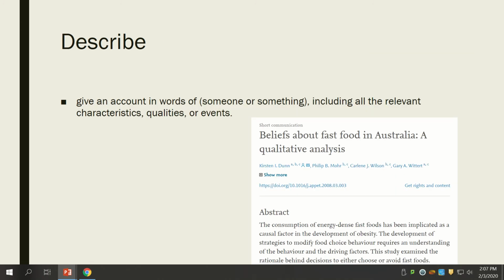So the next thing, describe. This is somewhat related to the qualitative stuff that we talked about prior, but here I'm just going to read this to you. Give an account in words of someone or something, including all the relevant characteristics, qualities, or events. A lot of the times, this can be a qualitative analysis or a cross-sectional analysis. Here's one thing that I think of, for example.